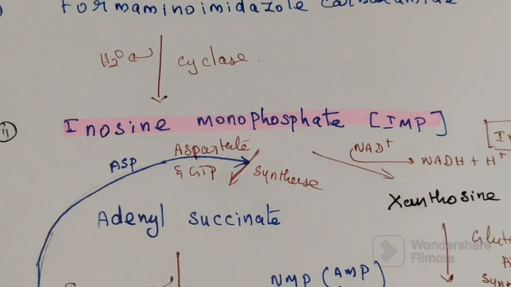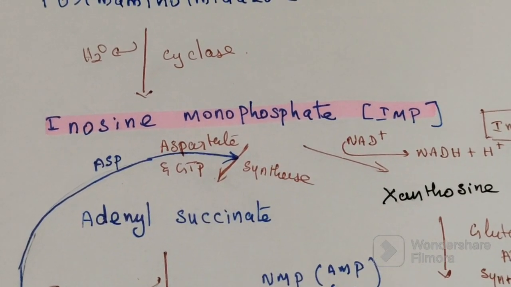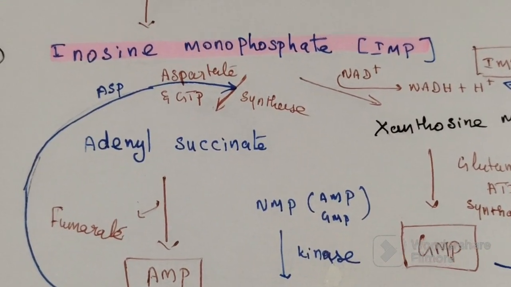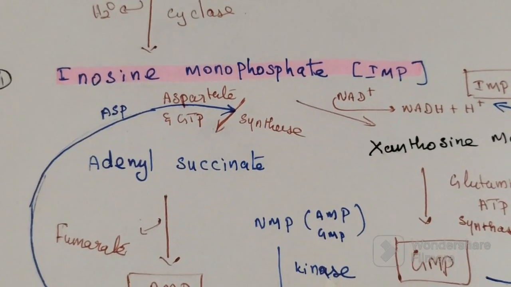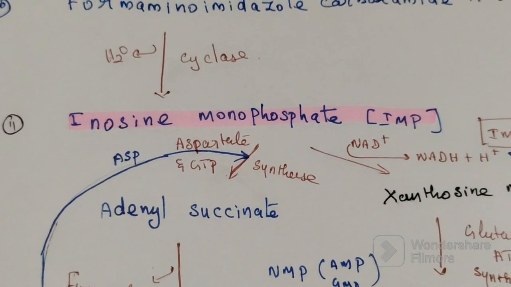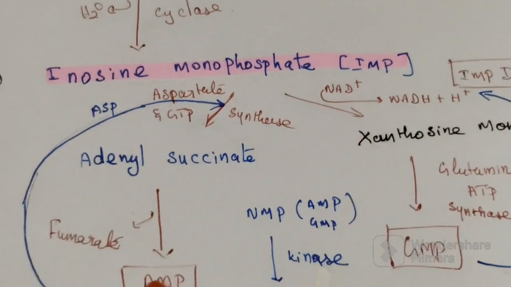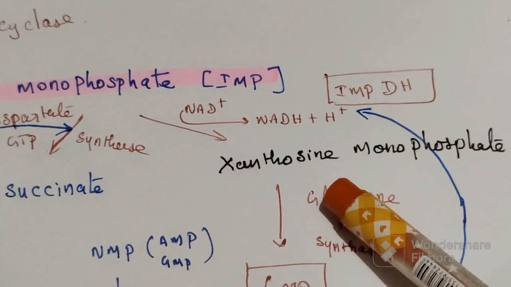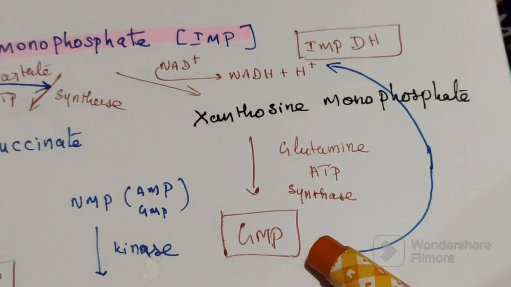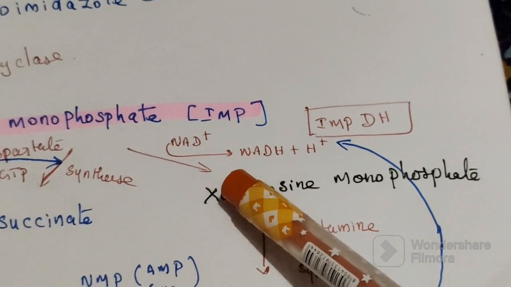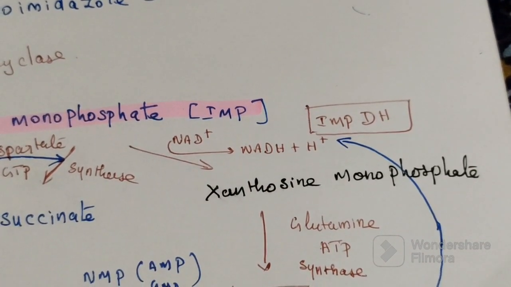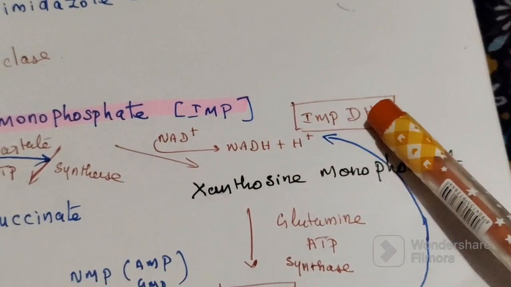This IMP is converted into adenylosuccinate. This adenylosuccinate is converted into AMP. It requires aspartate and GTP in this process. This IMP is also converted into xanthosine monophosphate. This xanthosine monophosphate is converted into guanosine monophosphate. It is an NAD dependent reaction. This is the IMP dehydrogenase reaction.